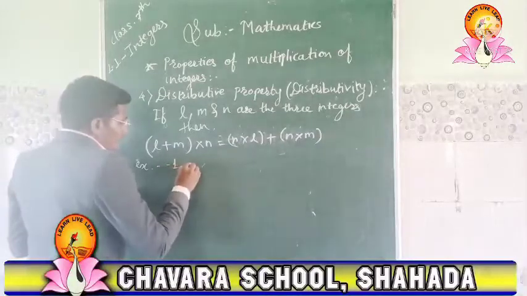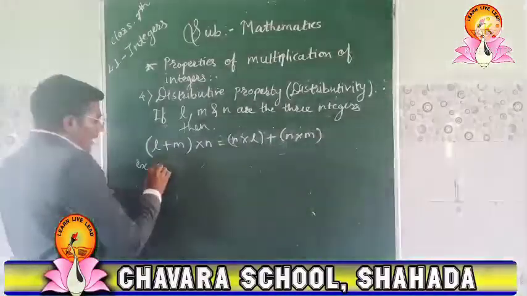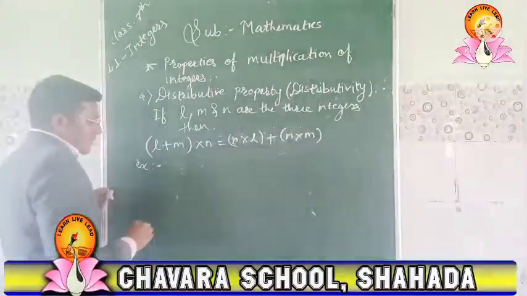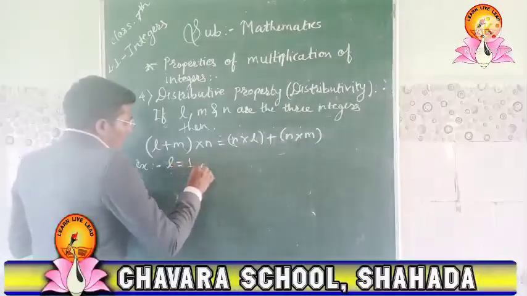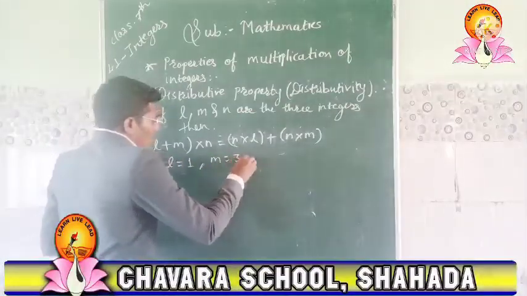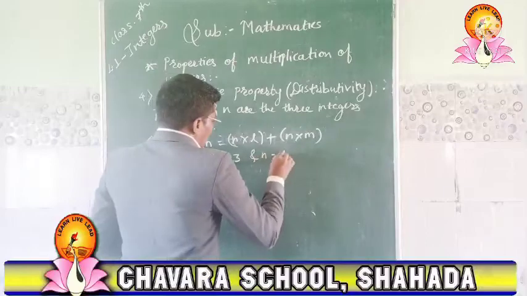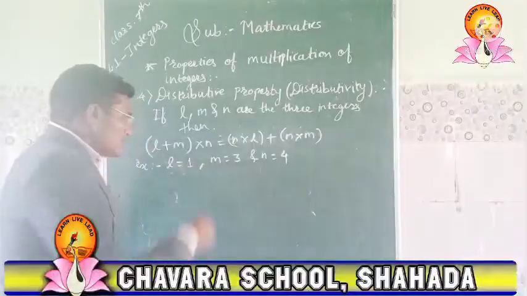Using the example, L is equal to 1, M is equal to 3 and N is equal to 4. So put the values in.